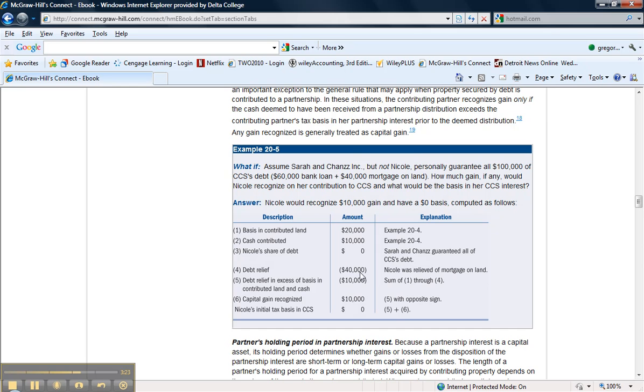But the debt relief, that's like her getting paid cash by the partnership to pay off that debt. So that is a reduction in basis, giving her this negative basis, this debt relief in excess of basis. That is gain. So that's the one weird situation where a partner would have to pay tax because of contributing assets to a partnership. Normally, like I said before, it's deferred. There's no tax implication there. So once she pays the tax on this capital gain, then that gives her basis up to 0.